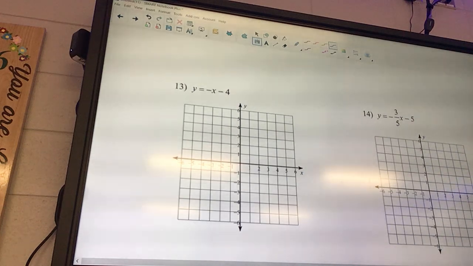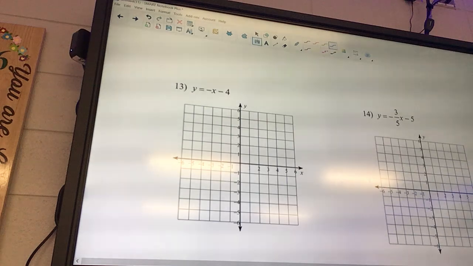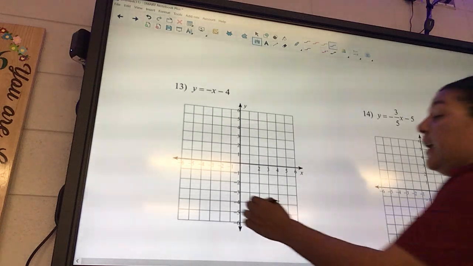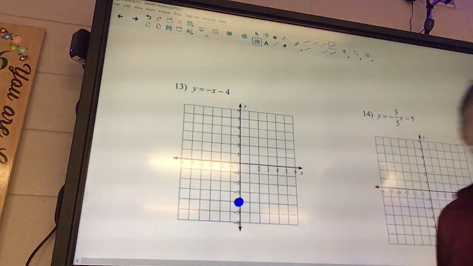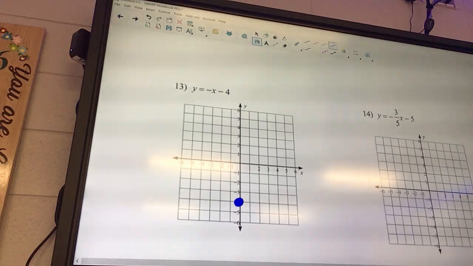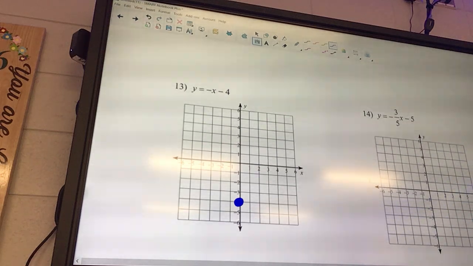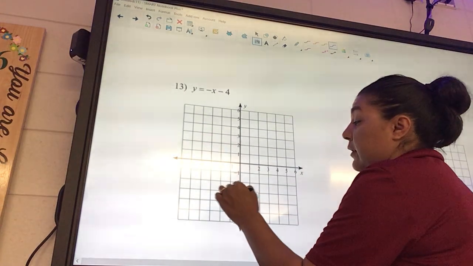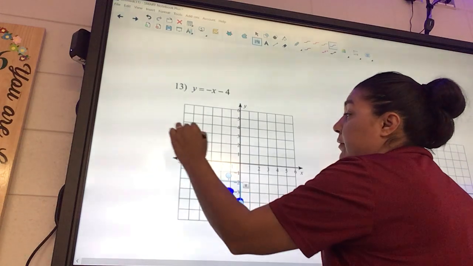Okay, 13. What does the graph start at? At -4, good. Okay, and what is my slope? -1 over 1. So we're going to go up 1 and over 1. Which way do I need to go over? I need a negative line. To the left. Okay, we're going to go up 1 and over 1 to the left.